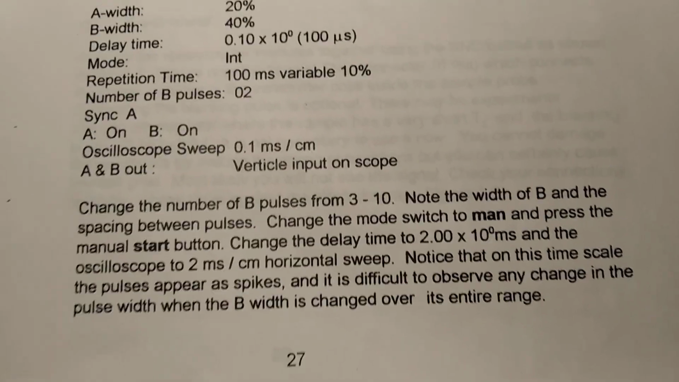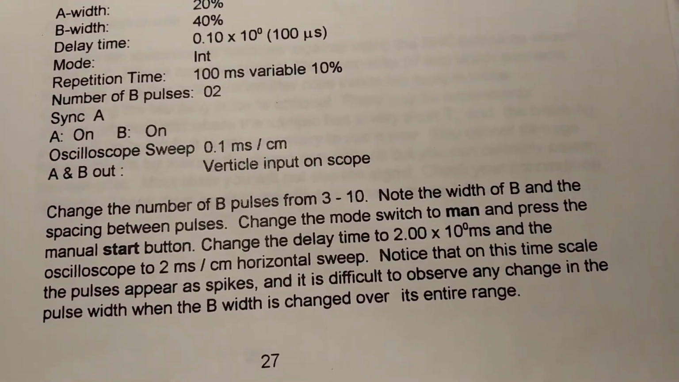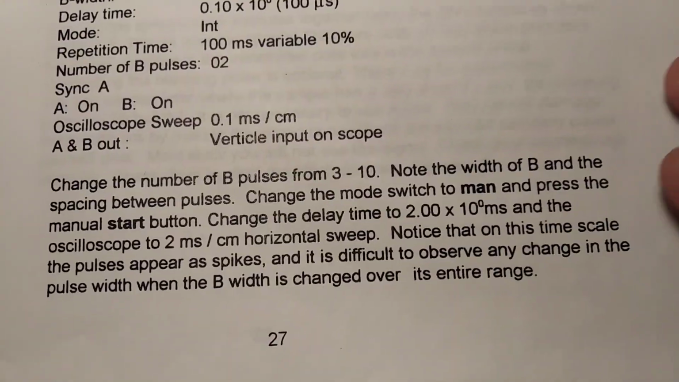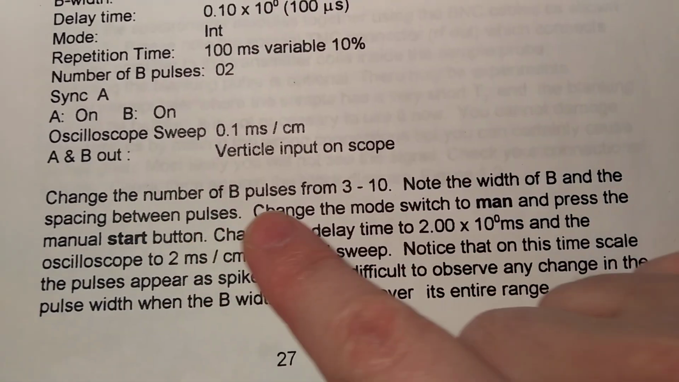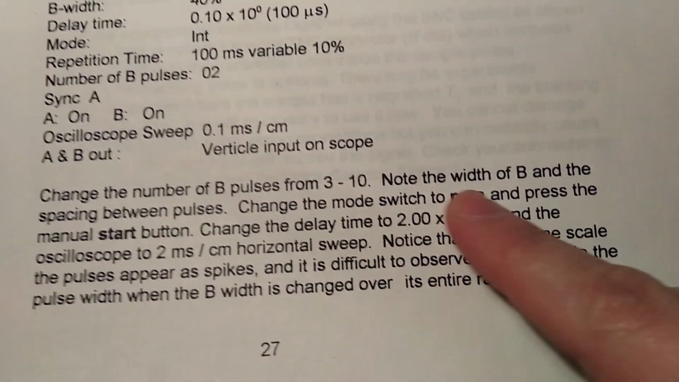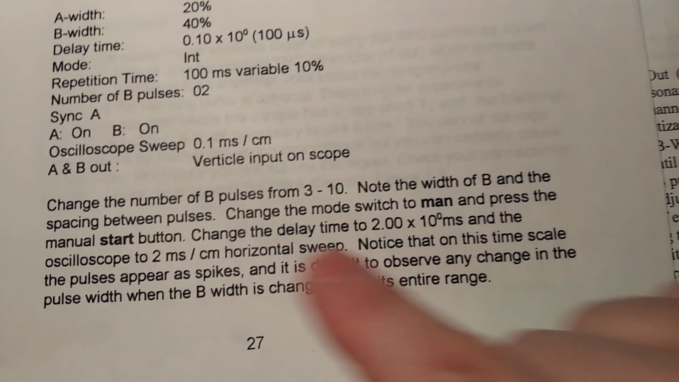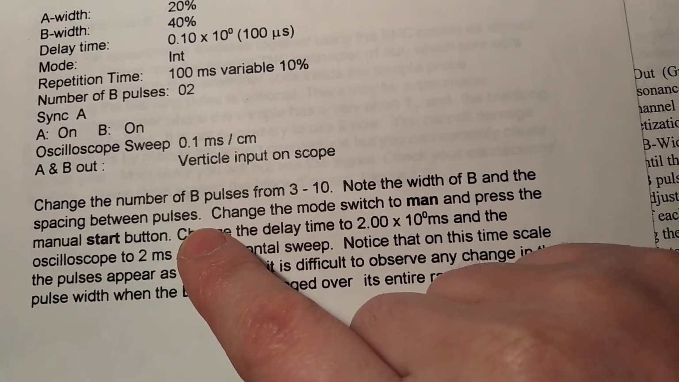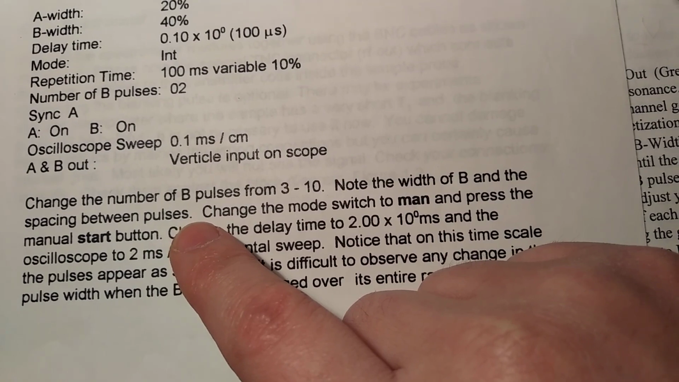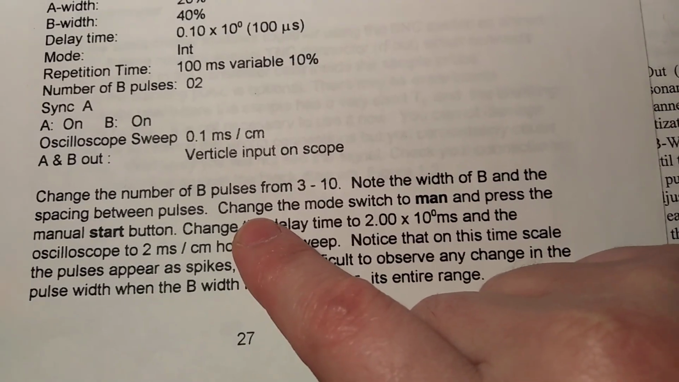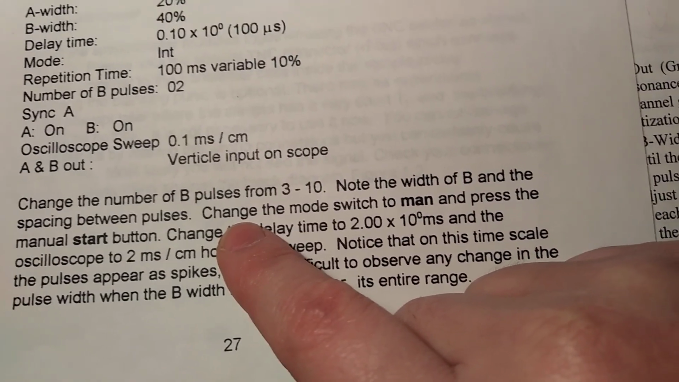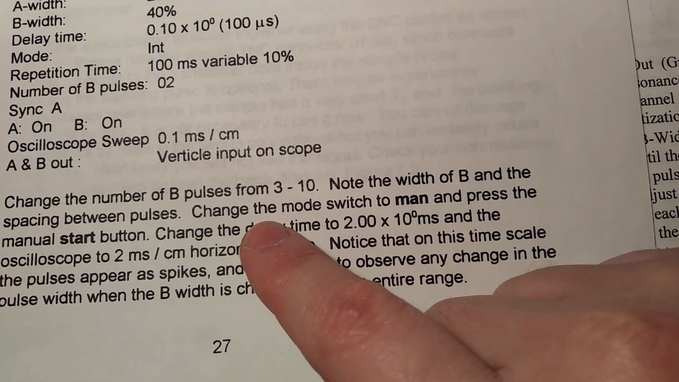Okay, so we just saw how to add B pulses, numerous B pulses, and over here, change the number of B pulses from 3 to 10, and note the width of the spacing between the pulses. So we just noted the spacing between B pulses is twice the spacing between A and B, and that spacing is from the rising edge to the other pulse's rising edge.